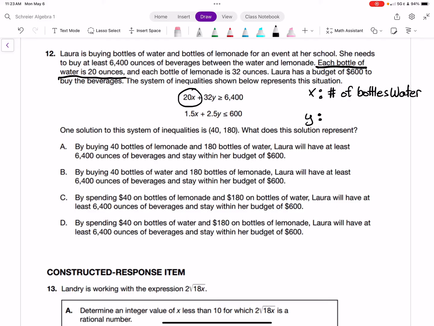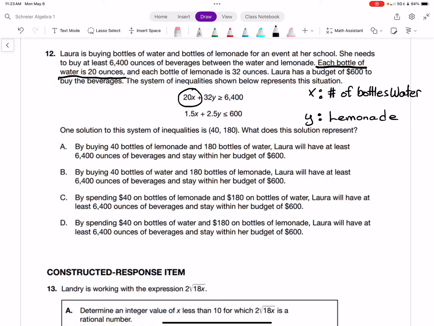And then when we look at Y, Y has to be the lemonade. And again, it's the same thing. It's the number of bottles of lemonade. Now they say one solution to this system is (40, 180). What does this solution represent? So again, before you go looking at your answers, write it down.